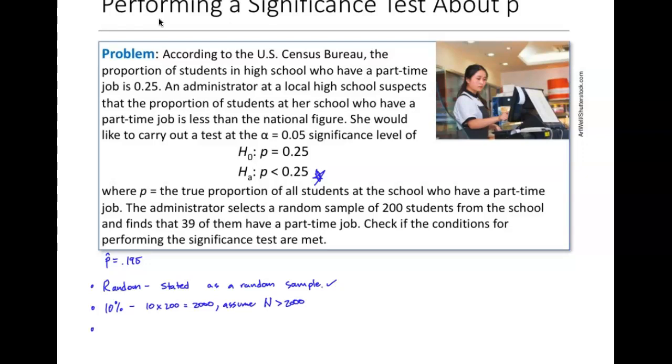All right. And then large counts. So here's where it would be slightly different. We're not going to use our p hat value. What we're going to use is the assumed value from the null hypothesis for p. So 0.25 times 200 is 50, which is greater than 10, right? And then do the complement of that. 0.75 times 200 is 150, which is also greater than 10.